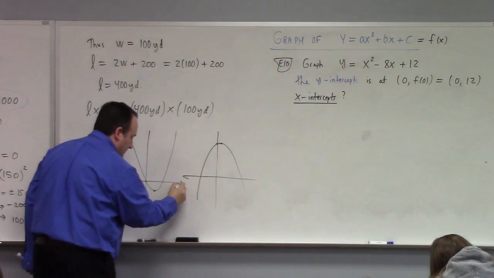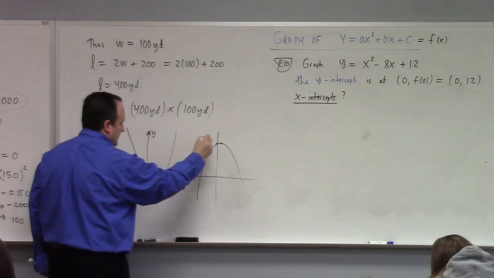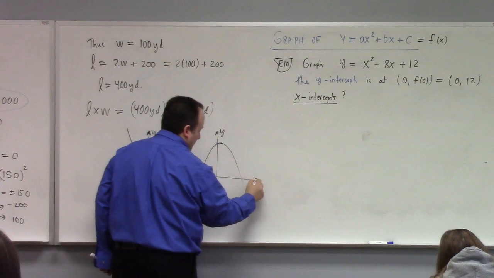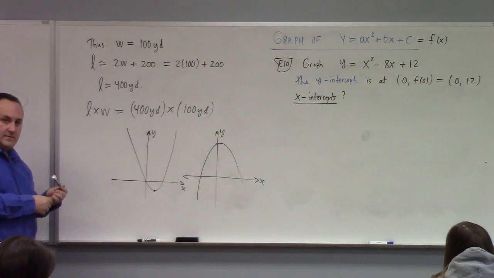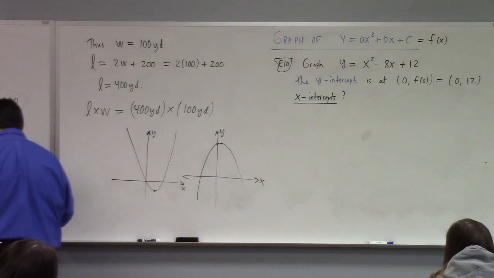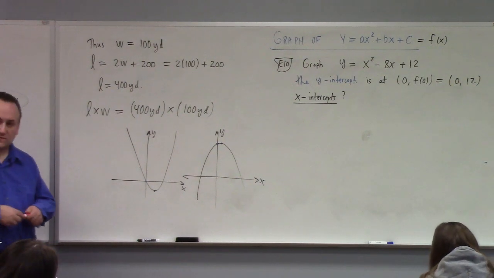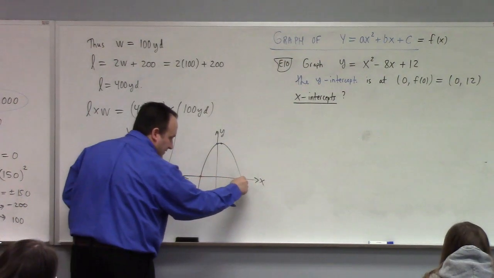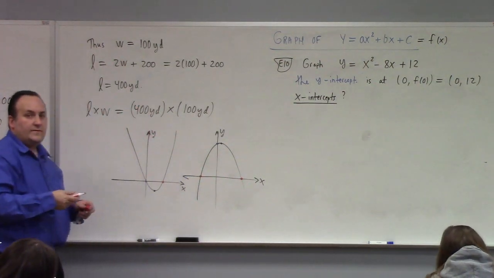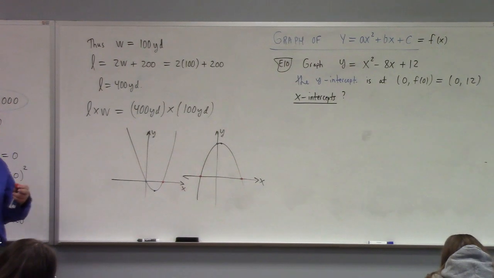x-intercepts. Think about it intuitively for just a second here. What are we looking for with an x-intercept? We're looking for a place where the graph does what? It crosses the x-axis, right? So here are the x-intercepts. That's where y is equal to 0, right?